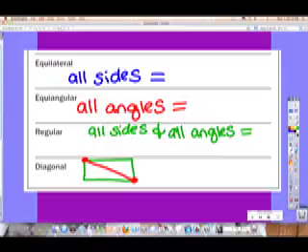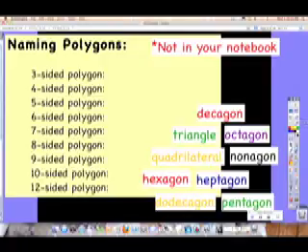I put on here, it's not in your notebooks, but I want to make sure you know these words. Do you know the names of these polygons? Raise your hand if you know one. I will drag it over. Which one do you know? All right, Christian, which one? Triangle. Where should I put it? Three-sided polygon. Check. Triangle's taken.